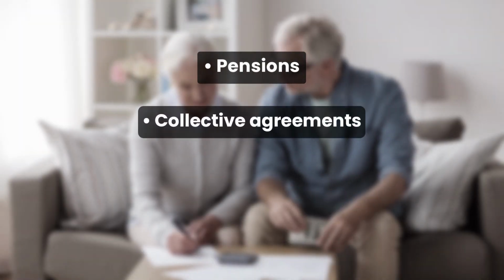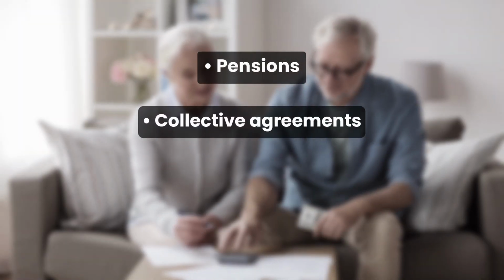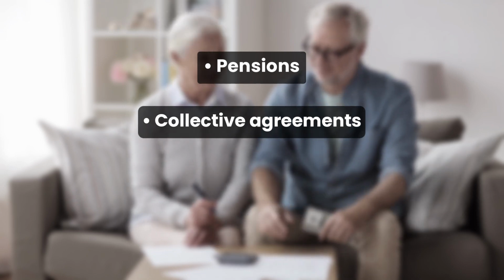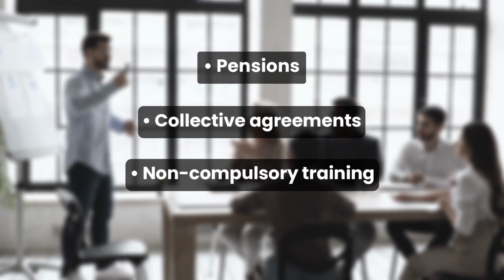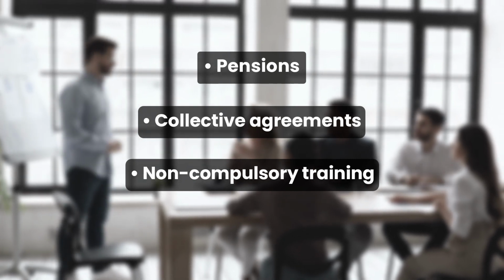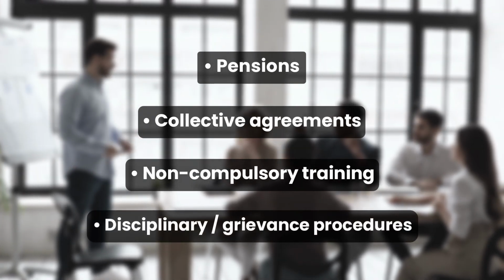And then there's a further set of information which the employer has to give to employees and workers, but which doesn't have to be given immediately, as long as it's given within 2 months of the start of employment. And this is information about pensions, any relevant collective agreements which directly affect the terms and conditions of the employment, any non-compulsory training which you as the employer require the employee or worker to complete, and disciplinary and grievance procedures.